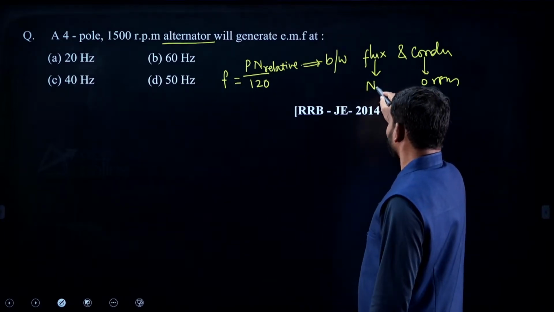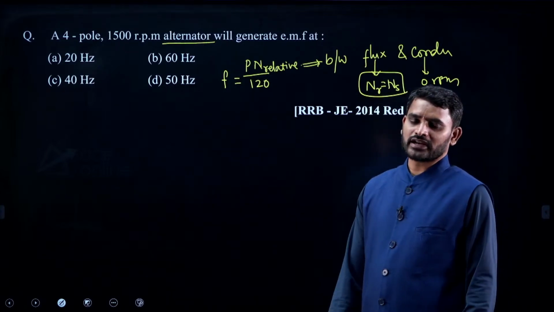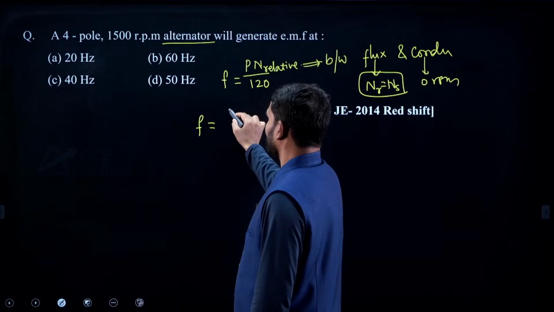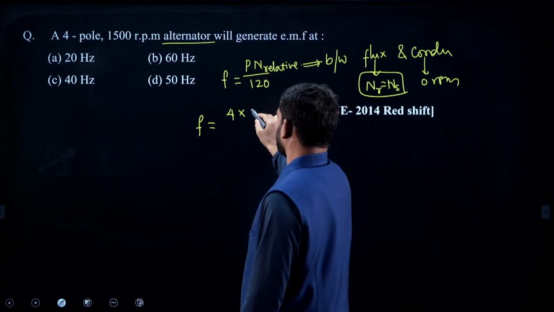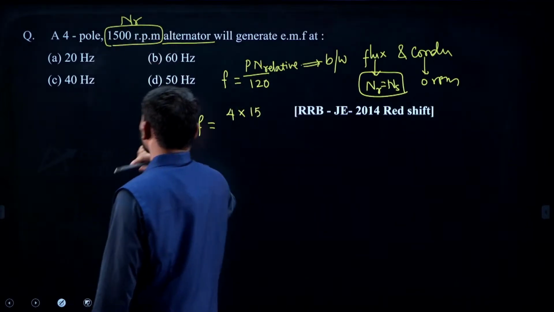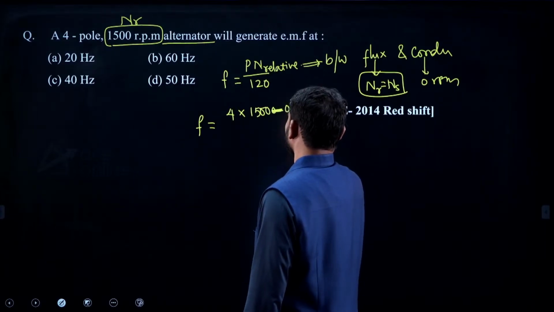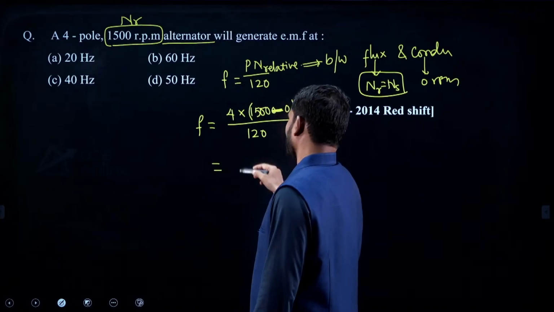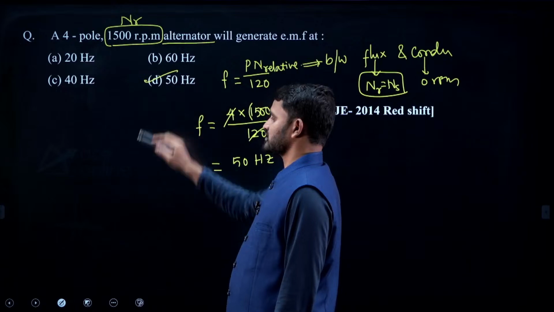Generally, we rotate the rotor at RMF speed, that is synchronous speed. So f equals number of poles, 4, times relative speed, which I can take as 1500. What is this 1500? It is the rotor speed only, the prime mover speed only. So (1500 minus the conductor speed 0) times 4 divided by 120. If you solve it, you will get 50 hertz. That is the answer.